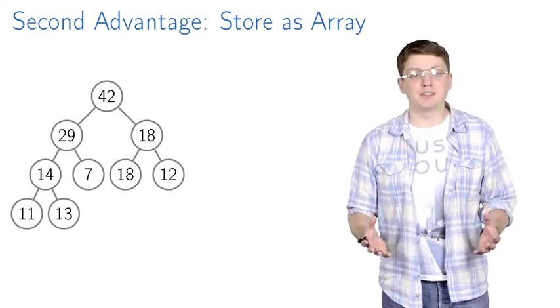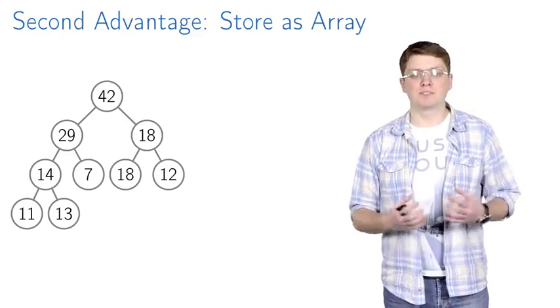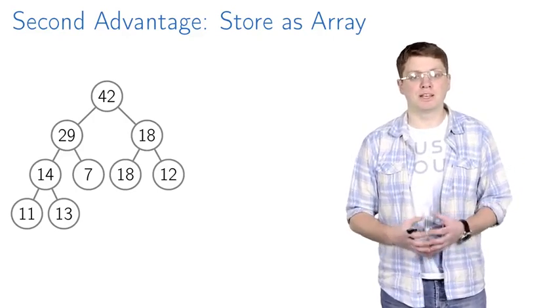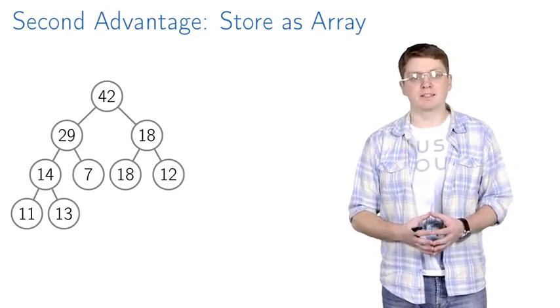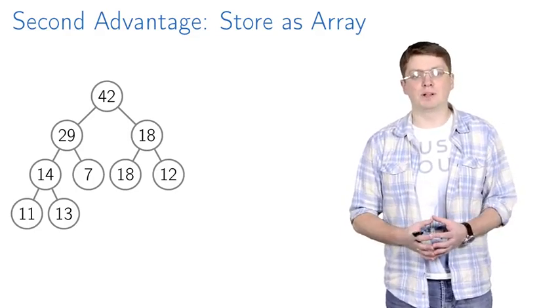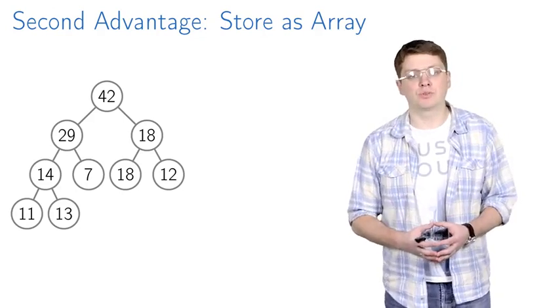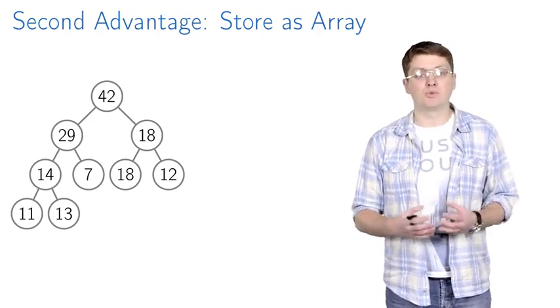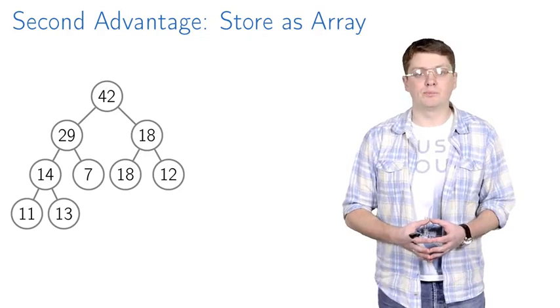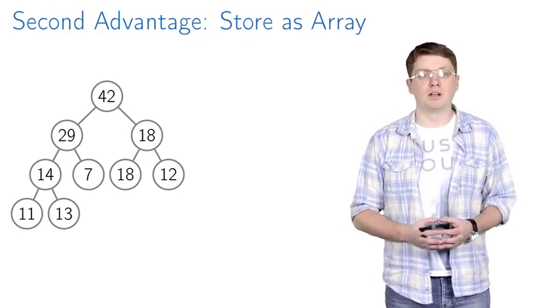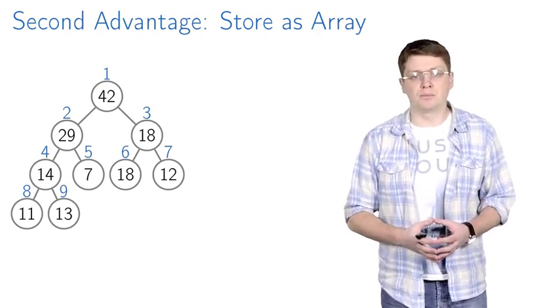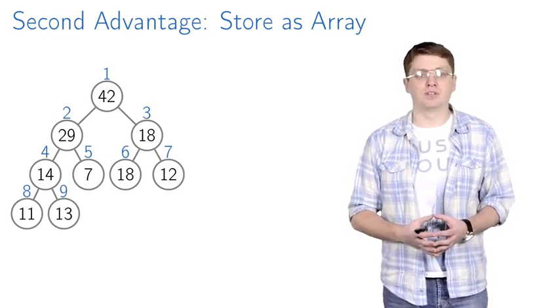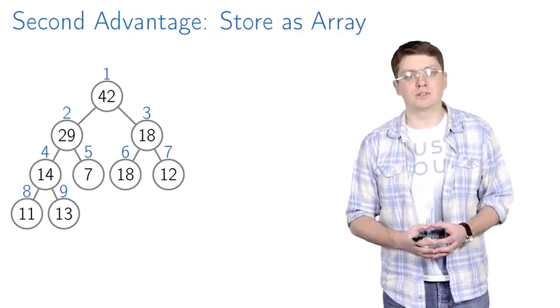The second advantage of complete binary trees is not so straightforward, but fortunately it is still easy to describe. To explain it, let's consider again a toy example. I mean a complete binary tree shown here on the slide. Let's enumerate all its nodes going from top to down and on each level from left to right. So this way the root receives number 1, its two children receive numbers 2 and 3, and so on.